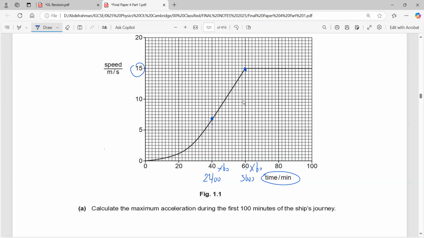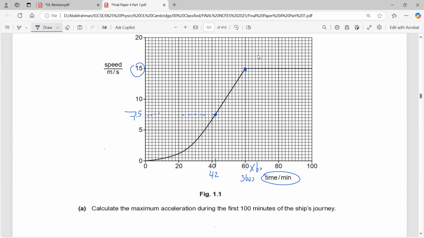If this isn't that accurate, what could you do? You can take the point right after it, at 42. This would be very accurate. This would have a speed of 7.5. But this is not 40, this would be 42 times 60. Yeah, now we have the points.